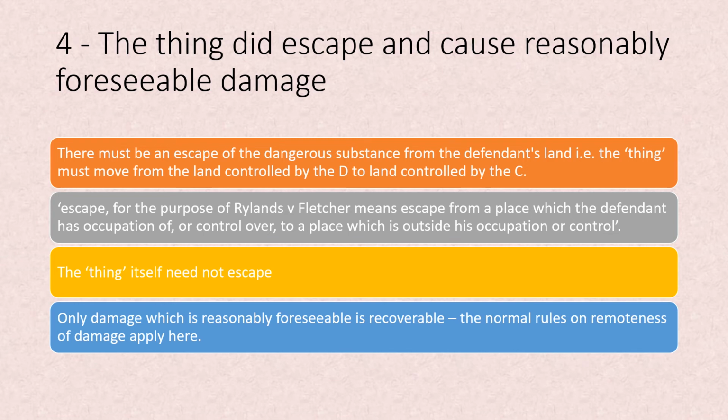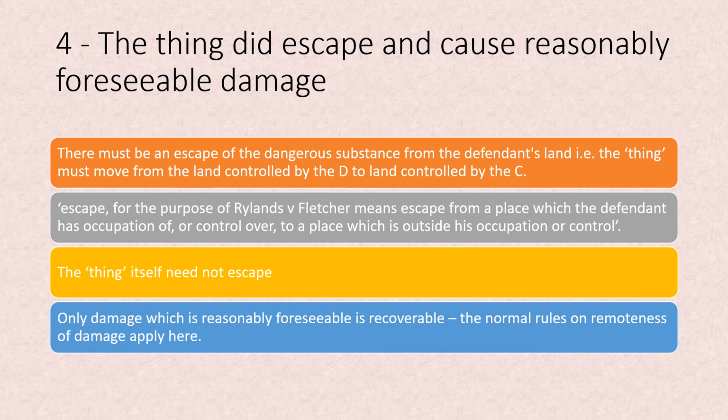And the fourth element in terms of the main aspects of the tort then, the thing did escape and cause reasonably foreseeable damage. Well, there must be an escape of the dangerous substance from the land, so the thing must move from land controlled by the defendant to land controlled by the claimant. An escape for the purposes of Rylands and Fletcher means escape from a place where the defendant has occupation or control over to a place, as we just described there, occupied by the claimant.